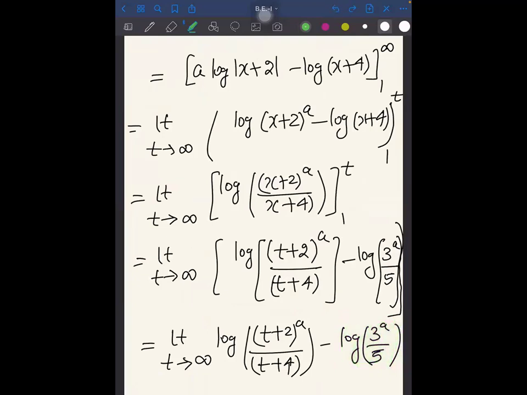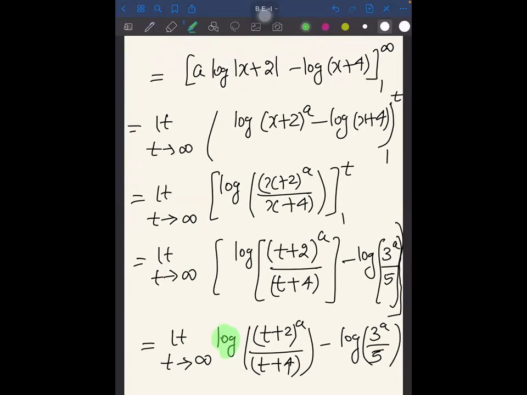So the only possible problematic figure is this one. We're going to deal with only this part now. So consider this part only, the limit. Sir, in this a is any positive number? Yes, a is any real number. It doesn't matter. So the limit of t plus 2 raised to power a upon t plus 4. I have also discarded that log part.